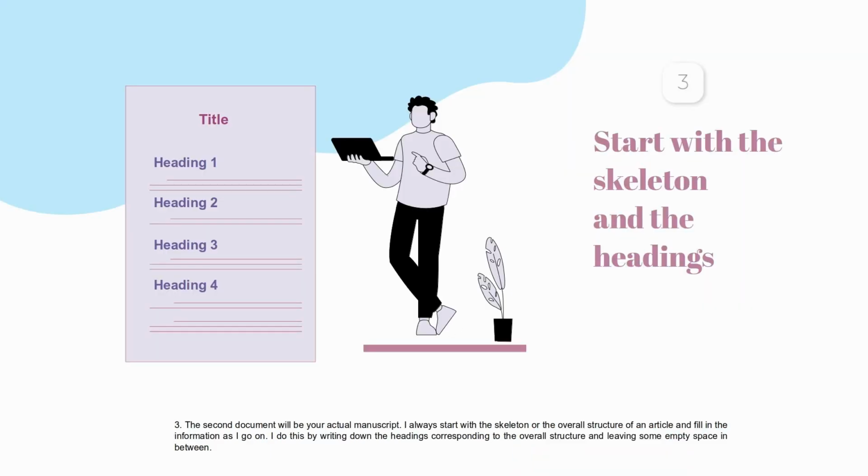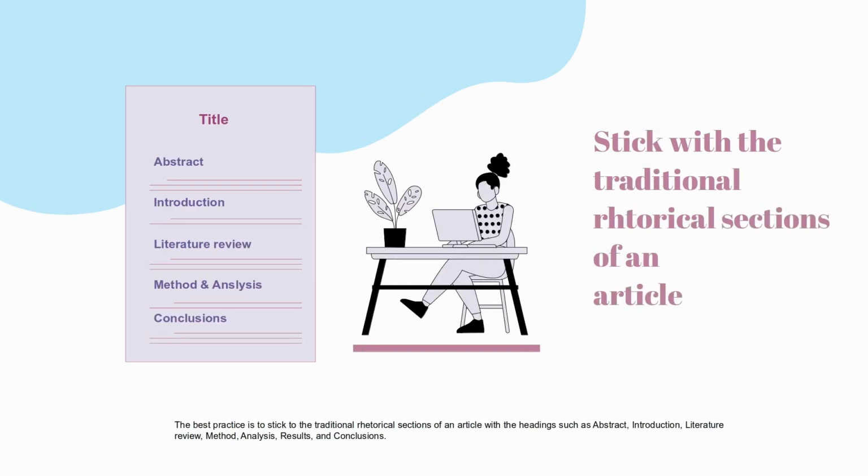3. The second document will be your actual manuscript. I always start with the skeleton or the overall structure of an article and fill in the information as I go on. I do this by writing down the headings corresponding to the overall structure and leaving some empty space in between. The best practice is to stick to the traditional rhetorical sections of an article with the headings such as abstract, introduction, literature review, method, analysis, results, and conclusions.